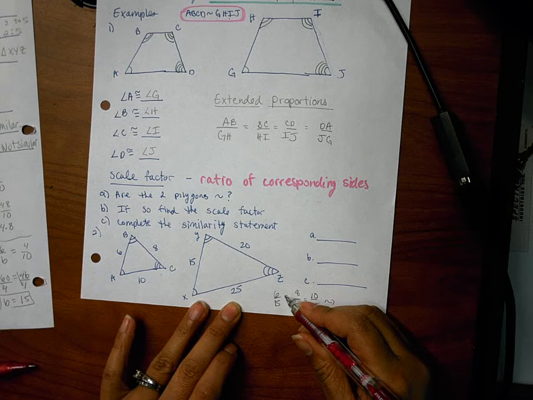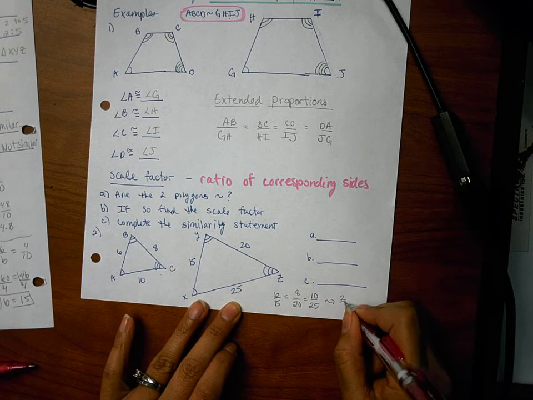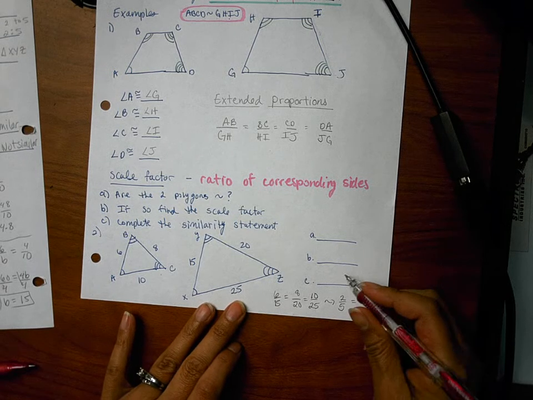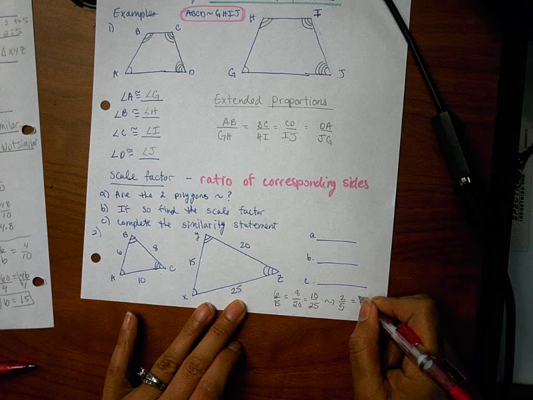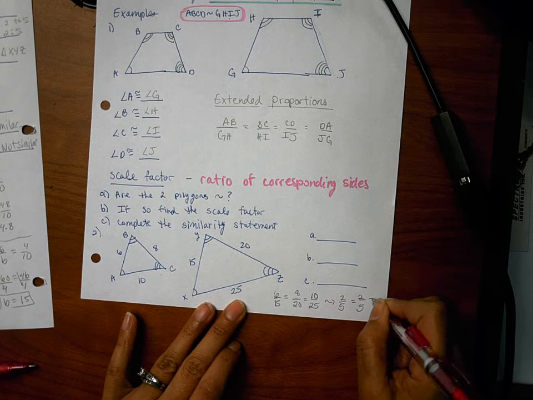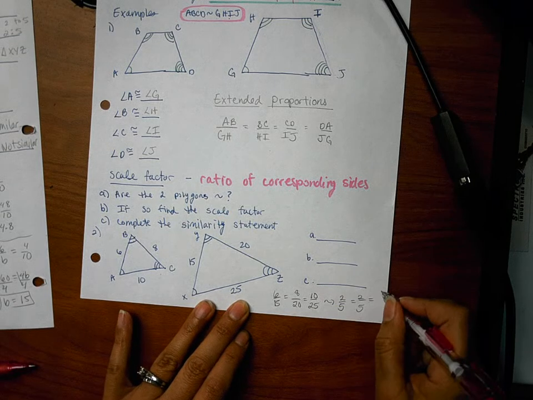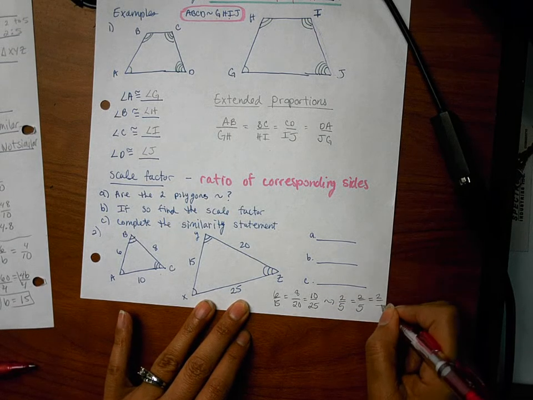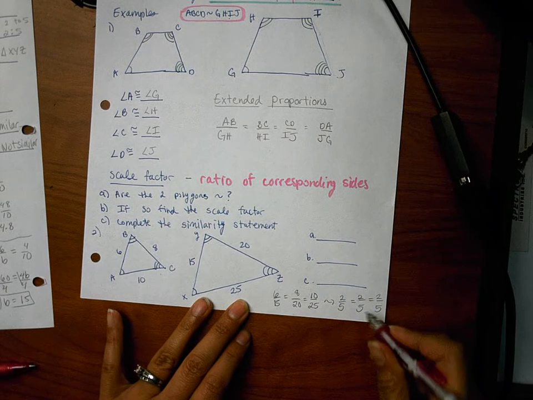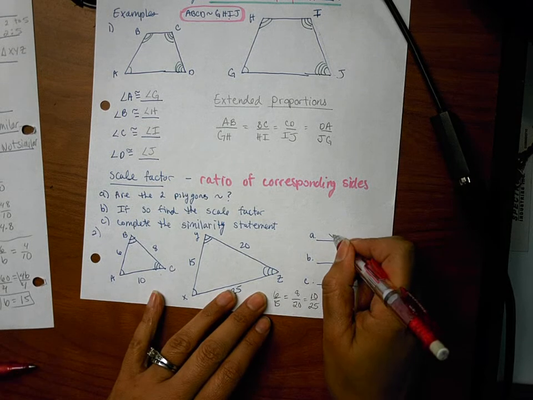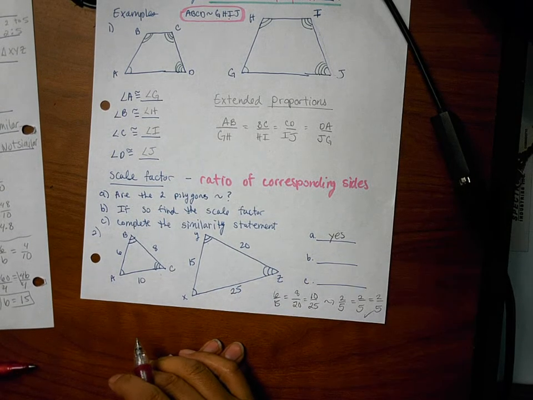6 over 15 reduces to, what is that? Divide top and bottom by 3. That's 2/5. 8 over 20, divide top and bottom by 4. 8 divided by 4 is 2, 20 divided by 4 is 5. So far, so good, but we have to check them all. This one divided by 5: 10 divided by 5 is 2, 25 divided by 5 is 5. If they all come out the same and all the corresponding angles are congruent, then yes, it is similar.